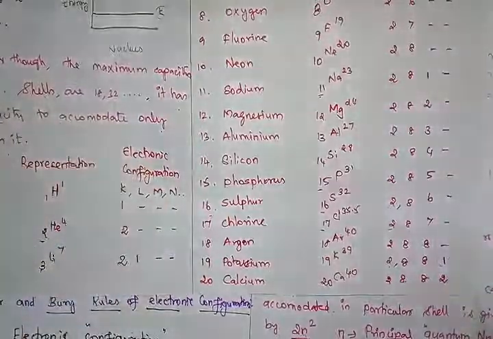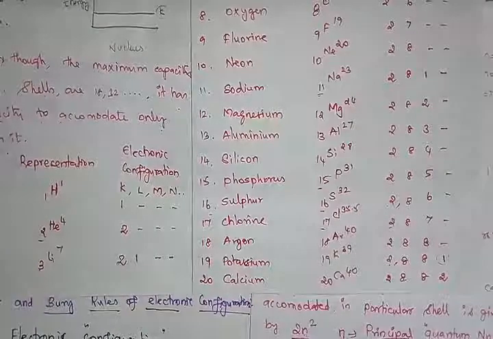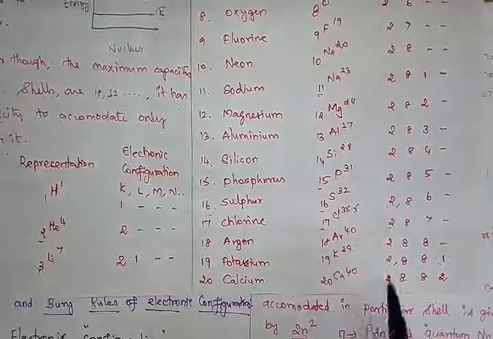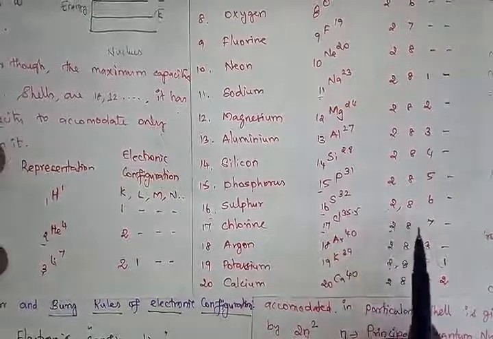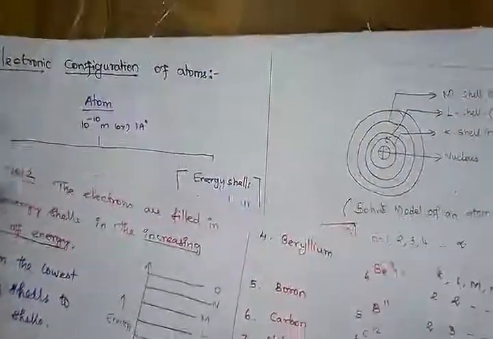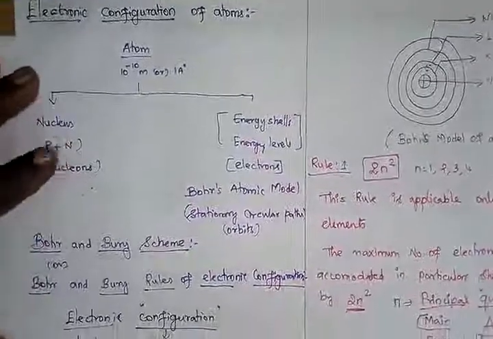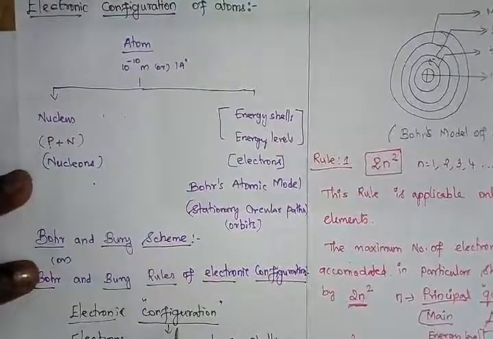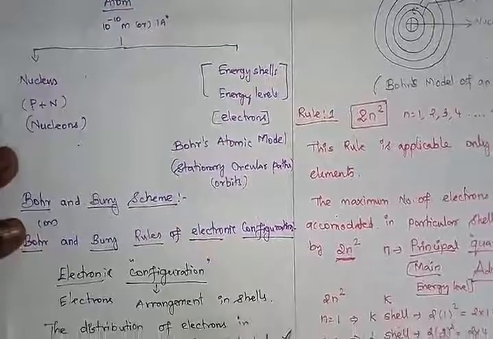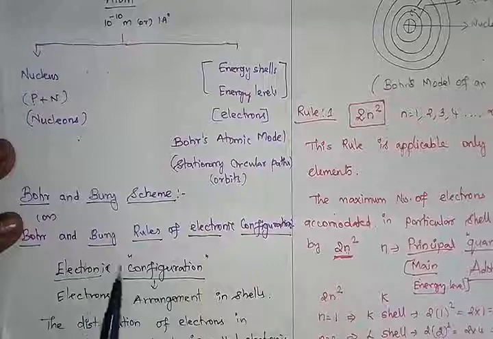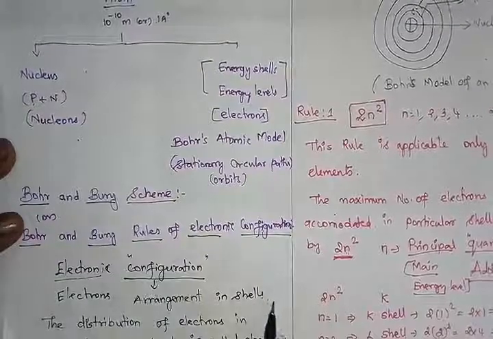So this idea will be very helpful in learning the electronic configuration. What we have done here is distributed electrons in various shells. That is what we call electronic arrangement. This theory is otherwise called the Bohr-Bury scheme, that's what I initially said. Okay, so this is the answer, my dear children. I hope this video will be very helpful in learning this Bohr-Bury scheme and the 3 rules they have given.